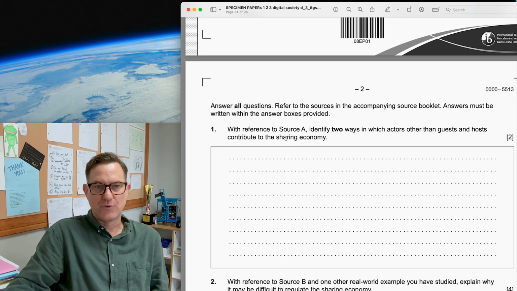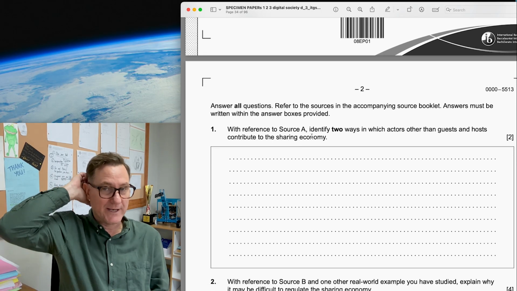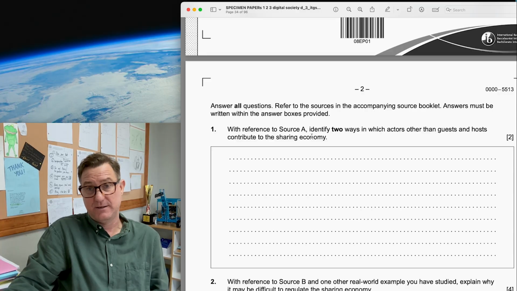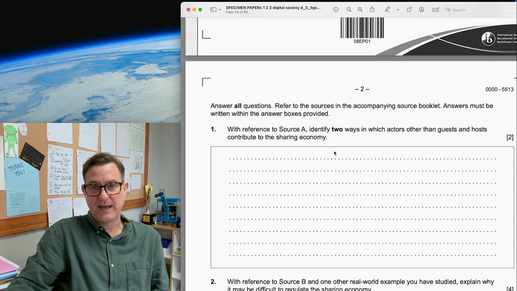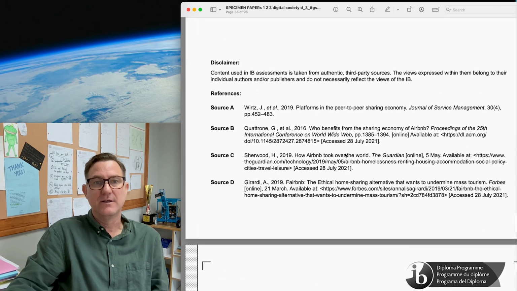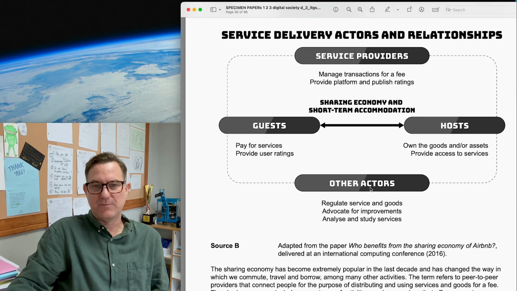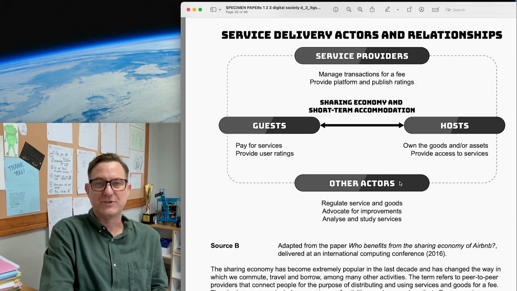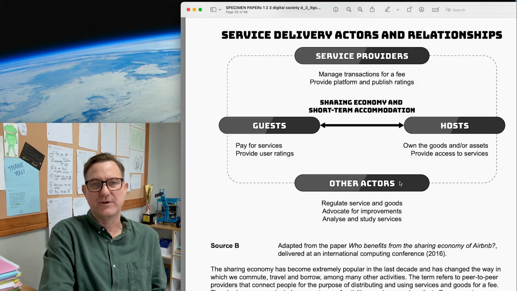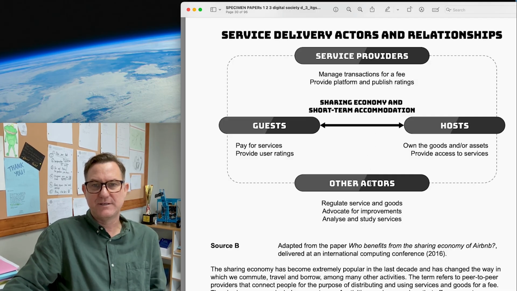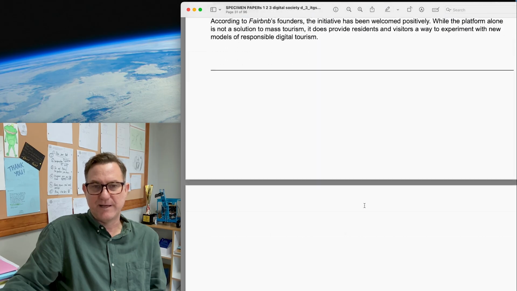it asks, with reference to source A, identify 2 ways in which actors other than guests and hosts contribute to the shared economy. Actors other than guests, 2 ways. Okay, so we go back to source A. Actors other than. Now just be aware, this one's called other actors, but it's actors other than. So one of the major tips is just make sure you read the question, because it's very easy to get a bit muddled up. So it's obviously talking about actors other than hosts and guests. So we're looking at services provided as other actors.